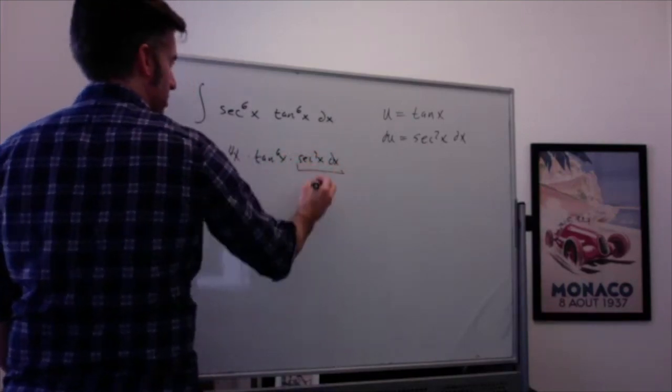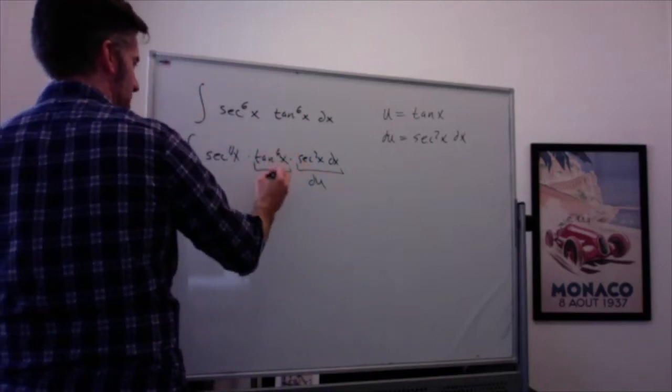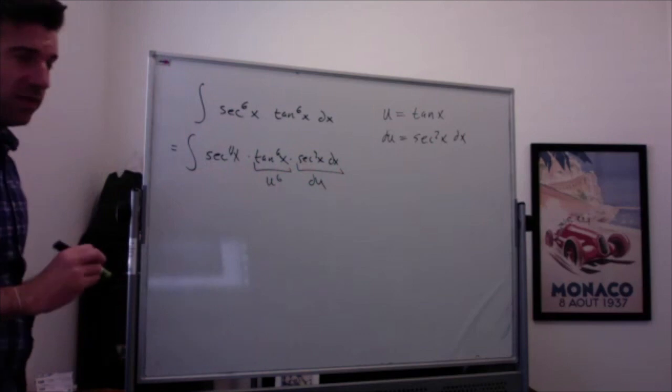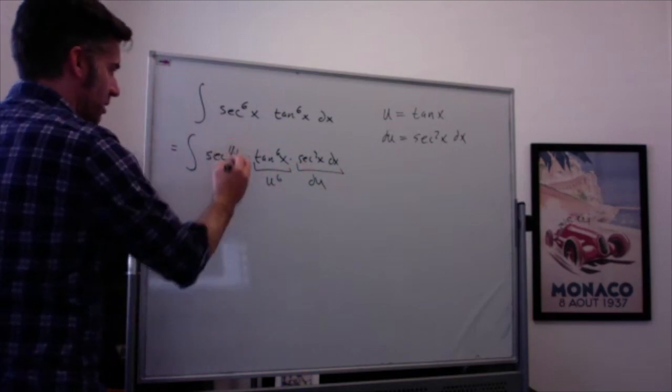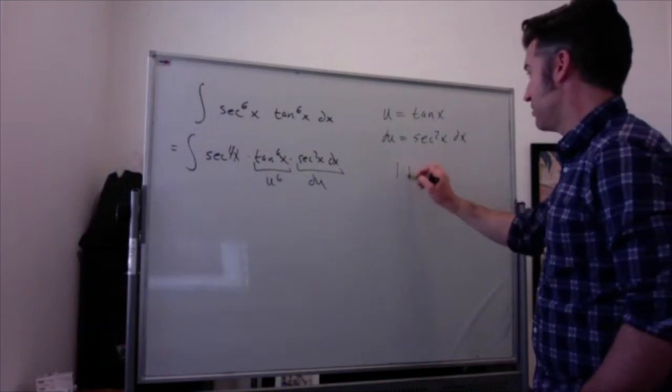That's my du. Tangent to the 6th is just u to the 6th. And secant to the 4th, that's where we're going to have to use our trig identity.